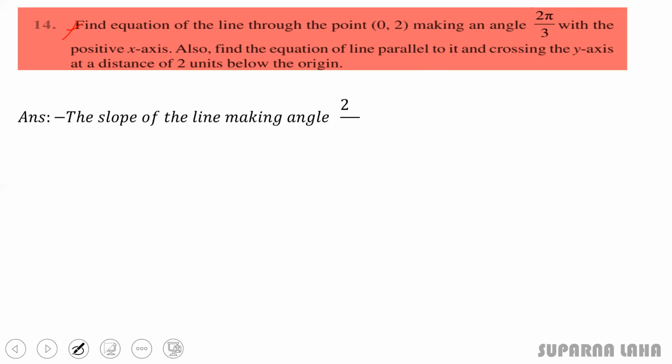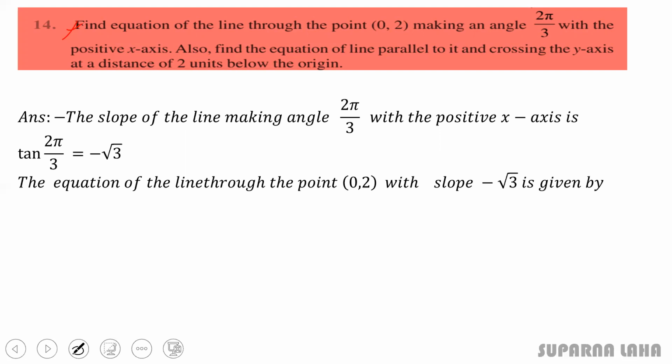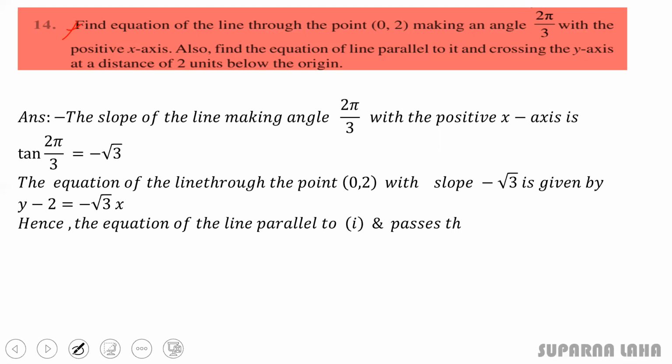So theta is given, 2 pi by 3. So m is tan 2 pi by 3, which equals minus root 3. And it's passing through this point 0, 2. So apply y minus y1 equals m into x minus x1. And x1 is here 0, so minus root 3x. So root 3x plus y minus 2 equals 0 is the equation of the line.